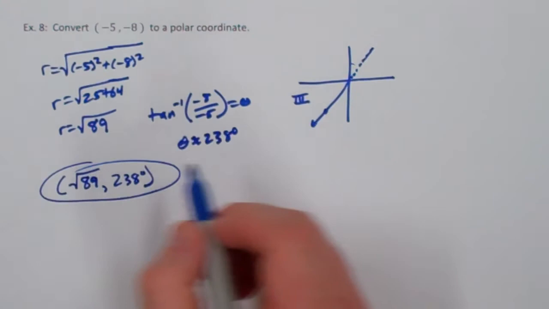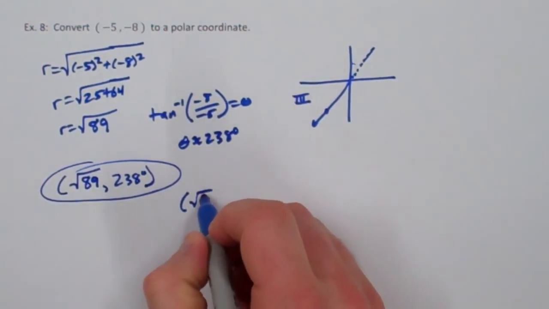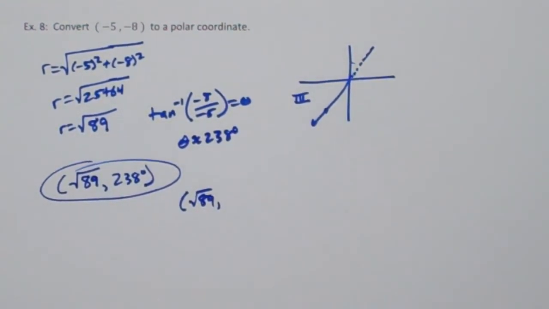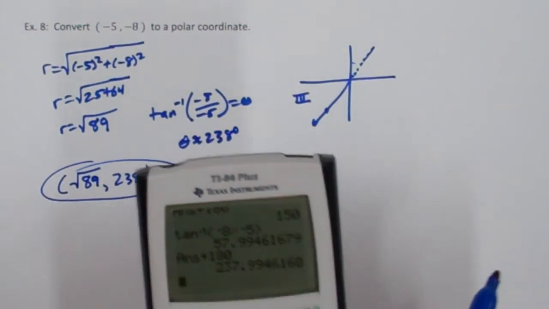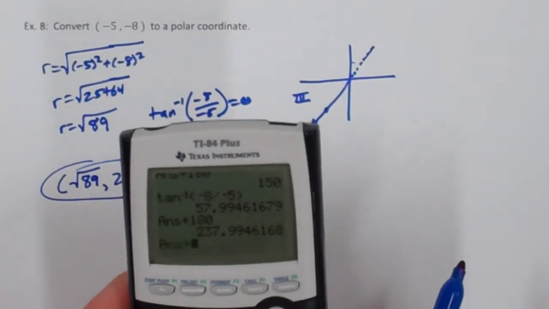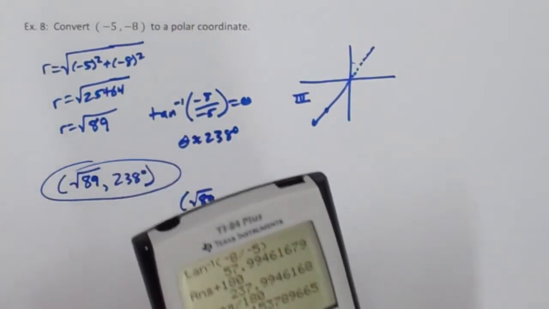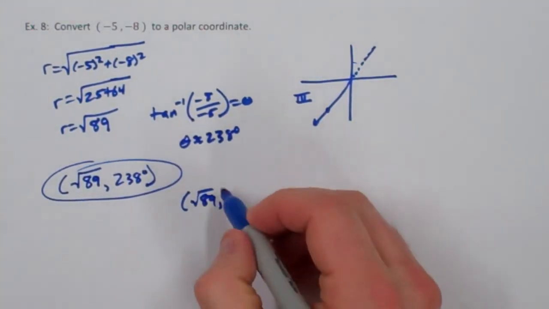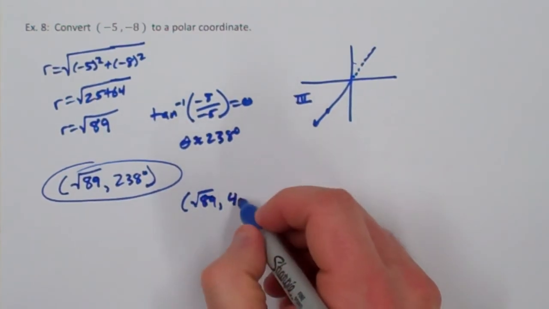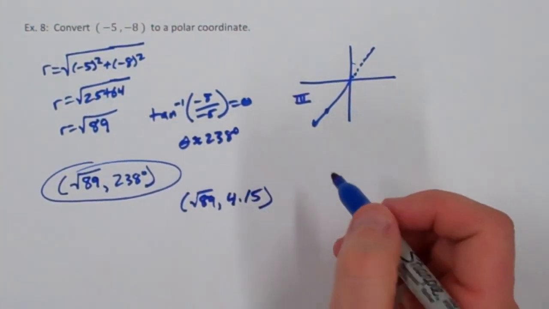So that's one possibility. And if we wanted to change this into radians, well, we could do that as well. So we could just take our answer and multiply it by pi divided by 180. And we've got about 4.15 there. So approximately 4.15 would be your radian measure.